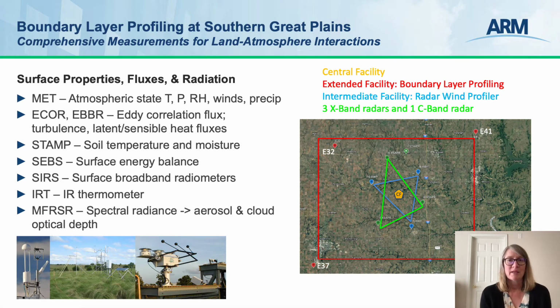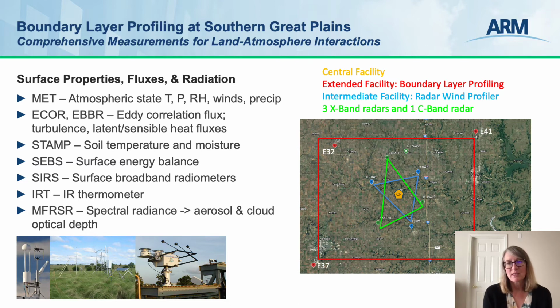The Southern Great Plains site was established in the early 90s with the original design of having a network of extended facilities around a heavily instrumented central facility, approximately the size of a GCM grid box at the time. The primary science objectives at the Southern Great Plains sites currently include aerosol processes, boundary layer processes and land-atmosphere interactions, aerosol cloud interactions, and shallow and deep convective cloud life cycles.